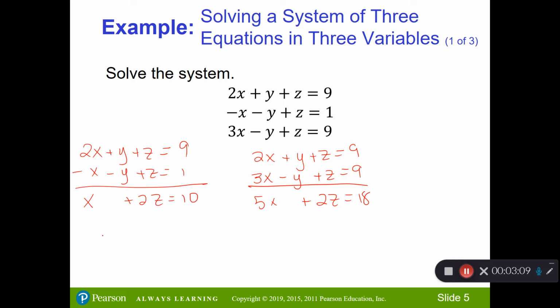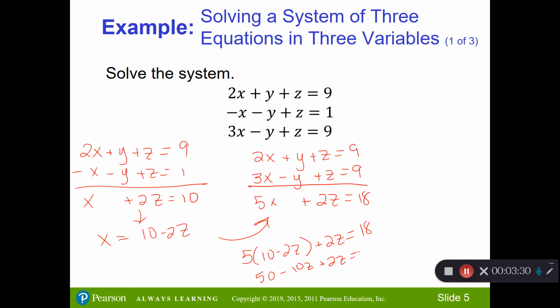So in this case, I'll do substitution because I can solve x equals 10 minus 2z. Now we're going to plug that in as the x here. I solved this equation. Now we're going to plug it in as the x in the other equation. 5 times 10 minus 2z plus 2z equals 18. Distribute 5, 50, minus 10z plus 2z equals 18. So gather like terms here. 50 minus 8z equals 18. I'm going to subtract the 50 to the other side. -8z equals -32. Divide by -8. And I get z is equal to 4.